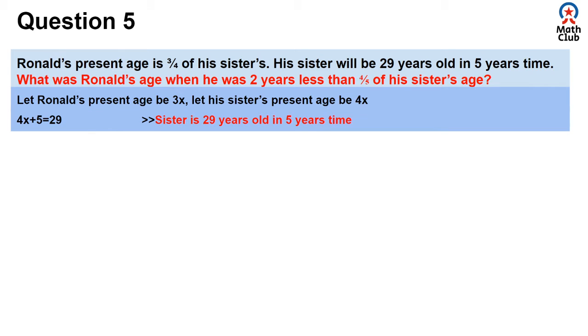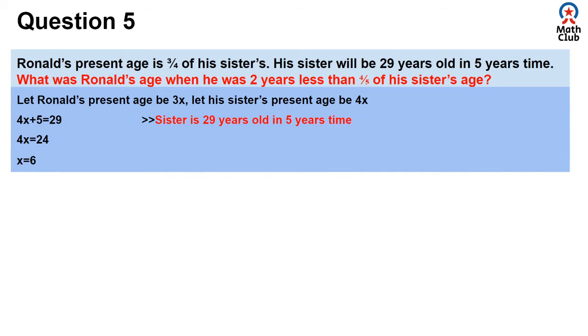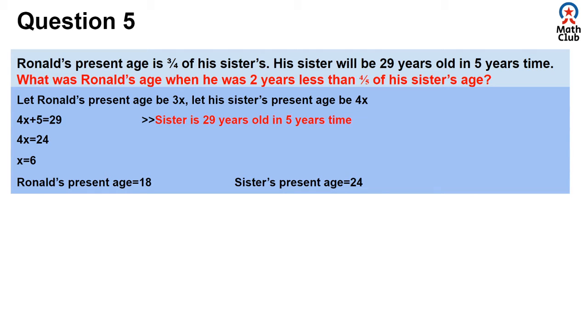So his sister is 29 years old in 5 years' time. So automatically we can form a first statement, which is 4x plus 5 equals 29, because his sister is 29 years old in 5 years' time. And automatically from here we can just solve for x. 4x equals 24 and x equals 6. So from this, we can deduce Ronald's present age, which is 6 multiplied by 3 and gives us 18. And we can also deduce his sister's present age, which is 6 multiplied by 4, and that will give us 24. So when we get this information, we can tackle the next part of the question.